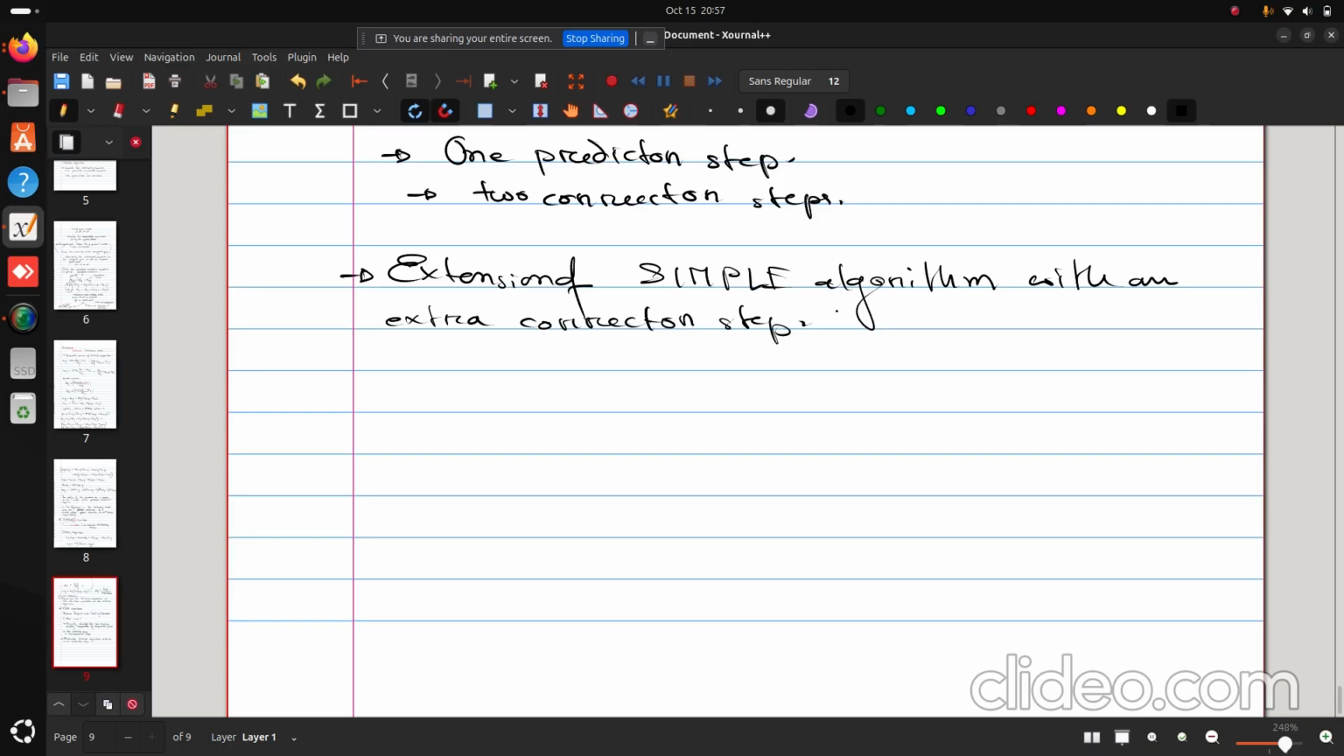Okay. So what is the predictor step? The discretized momentum equations are solved with the guessed intermediate pressure fields to give the velocity components, which is the same as the SIMPLE algorithm.